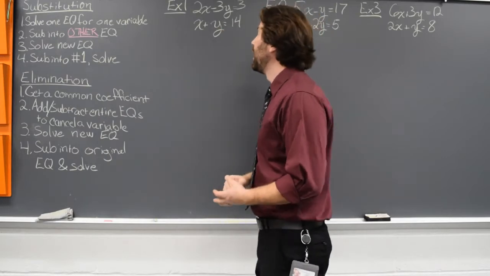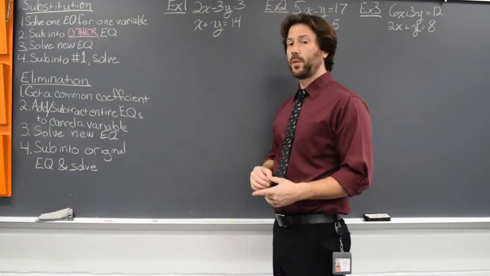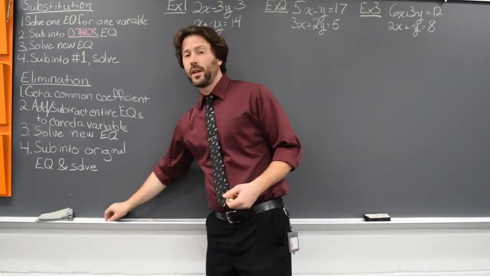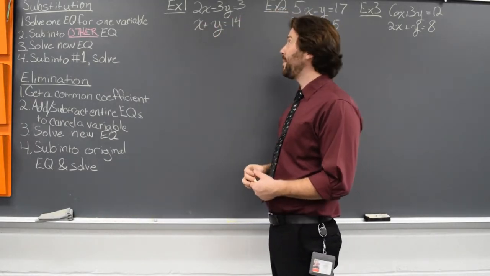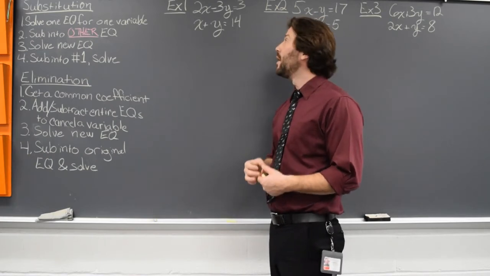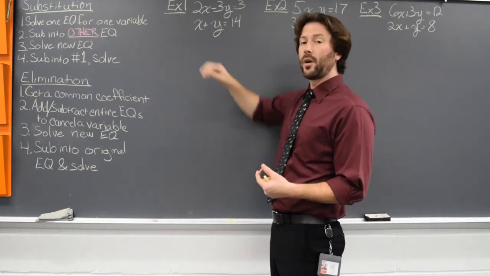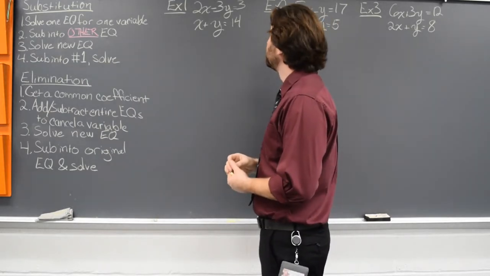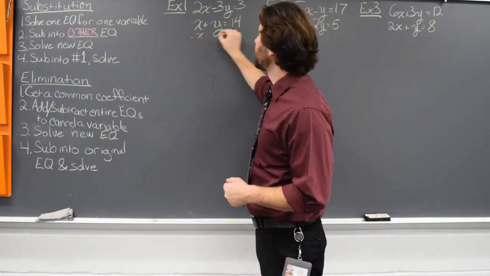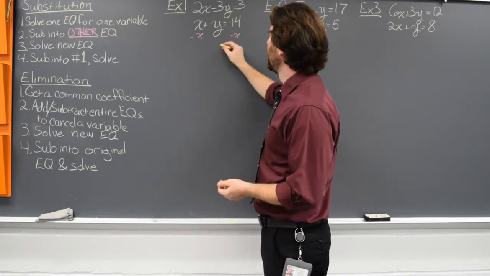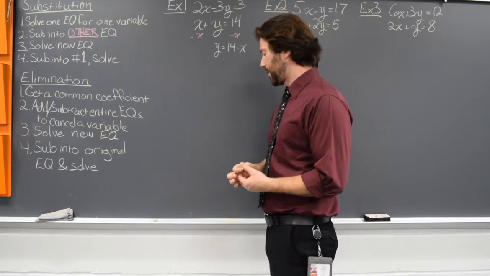So let's start here. I've got 2x minus 3y equals 3 and x plus y equals 14. And I want to take one of those equations and solve it for one variable. Well, if I look at this second equation, it's going to be pretty easy to get x all by itself. Actually, you know what? I'm going to solve for y. So I'll get y by itself. I'll subtract x from both sides, and I'll have y equals 14 minus x.